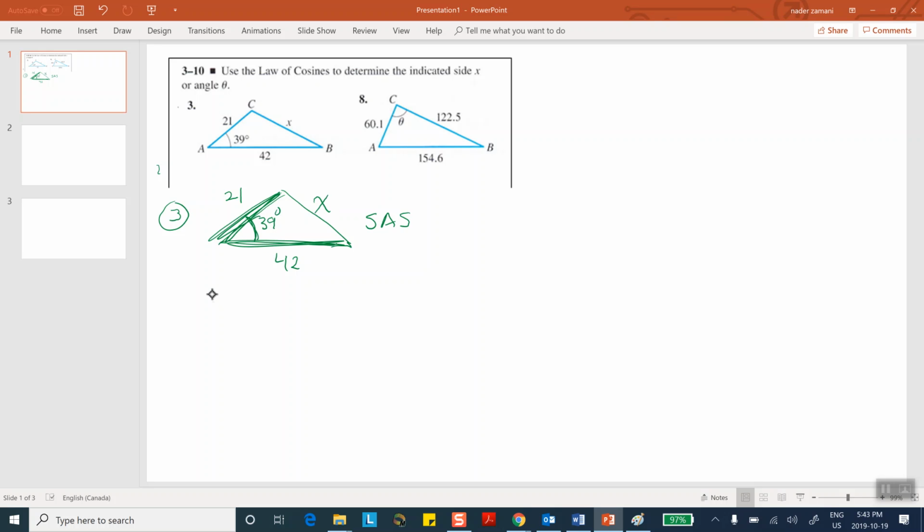So the law of cosines says x squared equals 21 squared plus 42 squared minus 2 times 21 times 42 times cosine of the angle between them. Okay? So this stuff we have to put in our calculator.